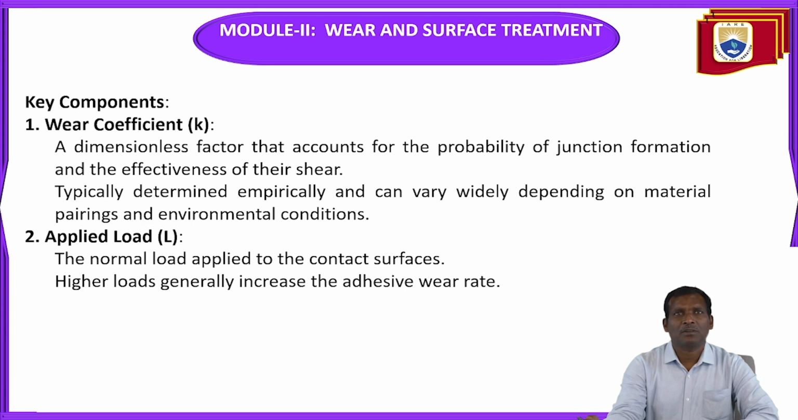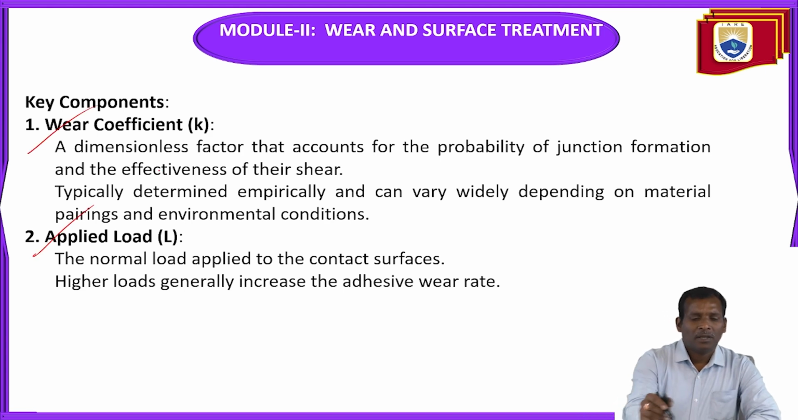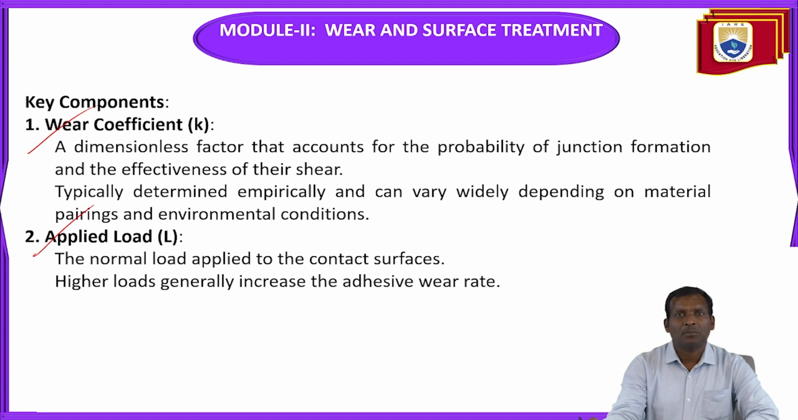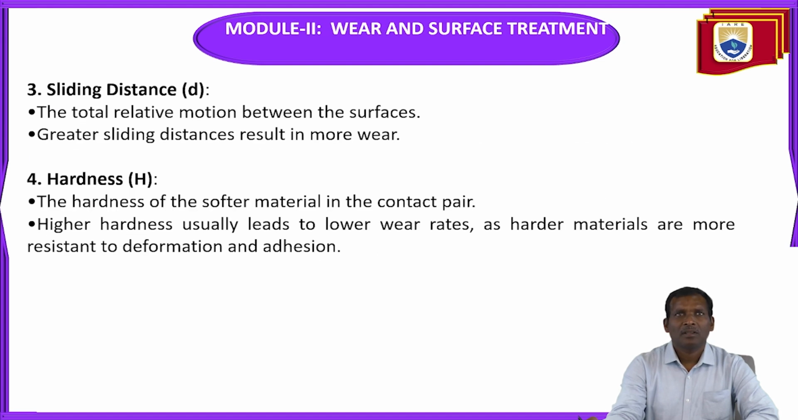The key components here are the wear coefficient K and the applied load. The wear coefficient is a dimensionless factor that gives the effectiveness of the shear. It is typically determined empirically and can vary widely depending on the material pairings and environmental conditions. The applied load is the normal load applied to the contact surfaces. Higher loads generally increase the adhesive wear. Next, sliding distance: the total relative motion between the surfaces. Greater sliding distances result in more wear.